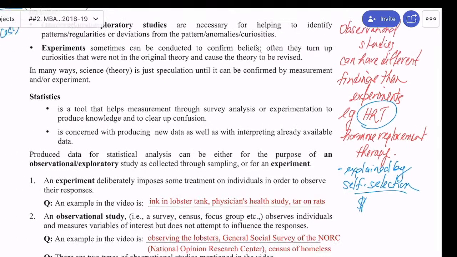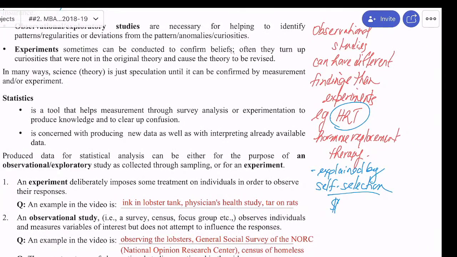The ink in the lobster tank, to observe the change in behavior, the ink is the treatment. So you can observe lobster behavior before you put the ink and after you put the ink, and see if, by blurring the vision of the lobster, it changes their behavior. Then the other examples I mentioned were the tar on rats, to see if a carcinogen on this rodent causes cancer. And then there was the physician health study, that's the aspirin study.